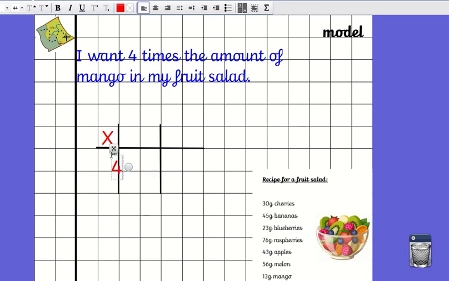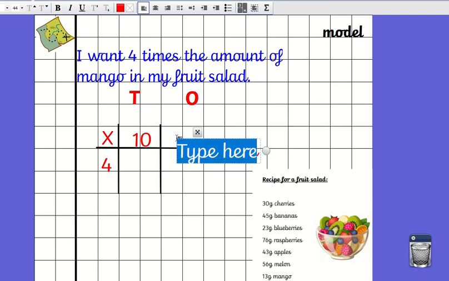I want 4 times the amount, so there's my single digit number. And there is 13 grams of mango, so I need to partition that number. So here I will have my tens, and my ones, just to remind me, because I'm allowed to be reminded. So in 13 there's 1 ten and 3 ones.